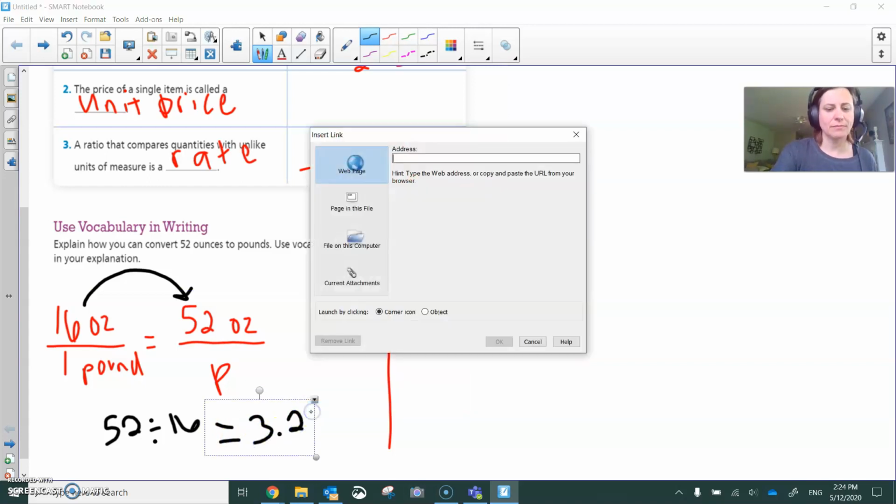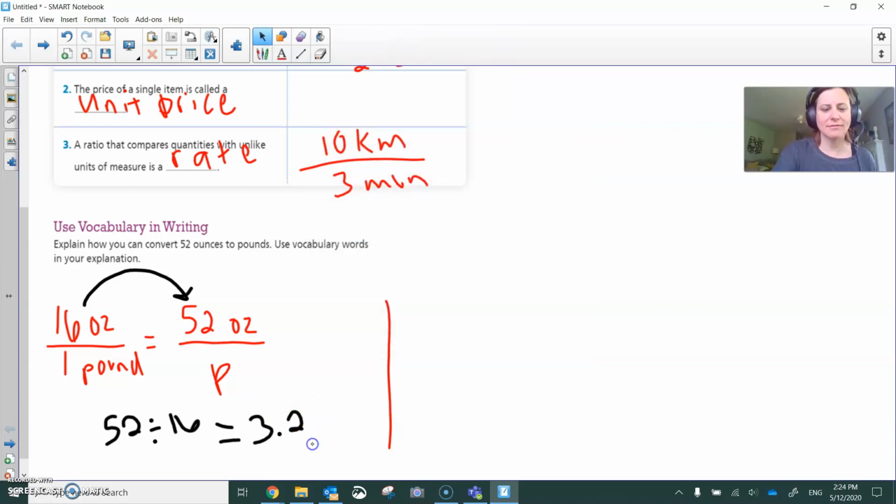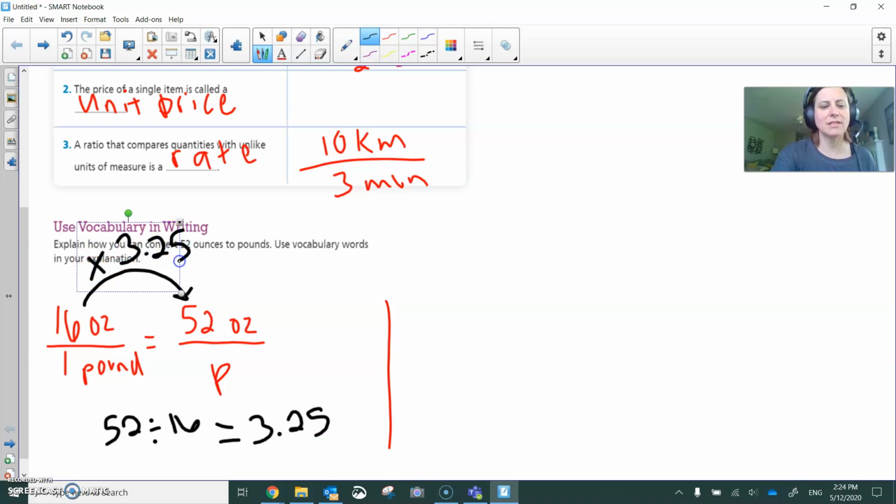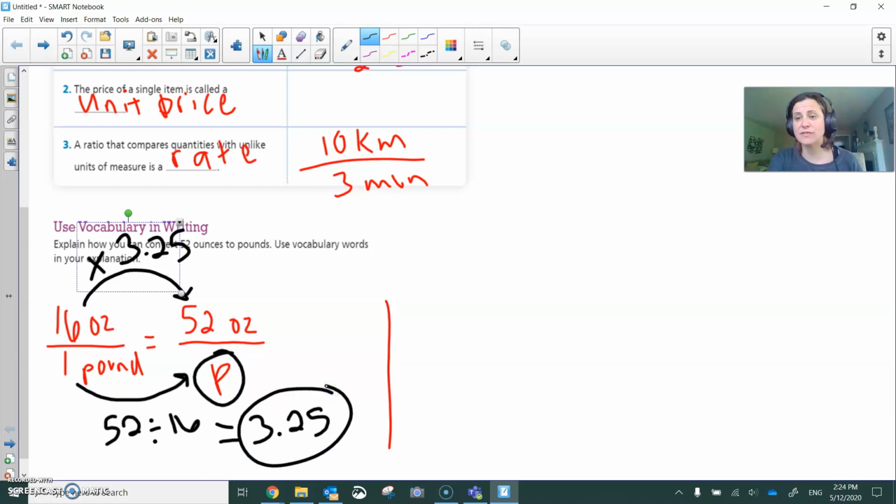52 divided by 16 is 3.25. Sometimes this gets so tricky. So I know that I would do 16 times 3.25 to get 52. So I need to do 1 times 3.25 to get whatever this is. And then 3.25 actually becomes the answer. So 52 ounces is 3 1/4 pounds.